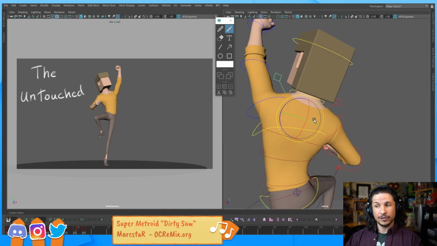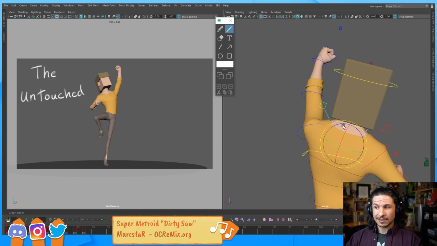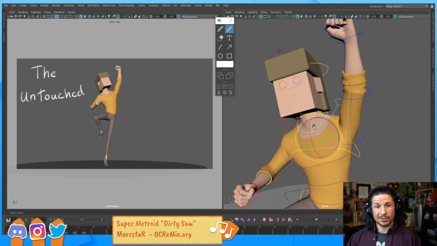Now, how do we move the clavicles? That's kind of the next big question: what do we do with them? Well, like people mentioned earlier, the clavicles typically have sympathetic motion. Sympathetic motion basically means that they move with something else, in this case, the arm. So let's go full screen here.